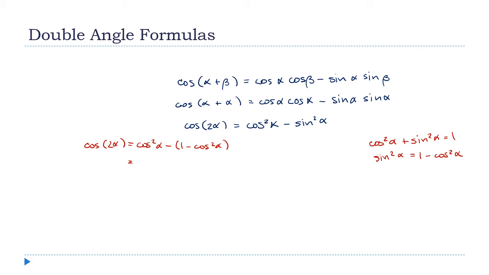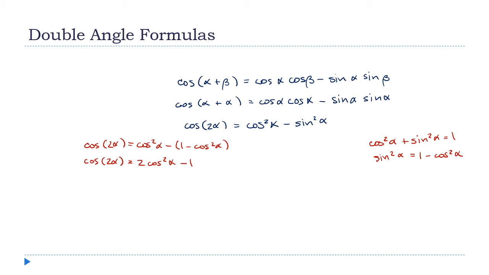And if I simplify that right-hand side, this becomes 2 cosine squared alpha minus 1. So that is also cosine of 2 alpha. It's just an alternative form. Sometimes that's going to be convenient for us to work with.